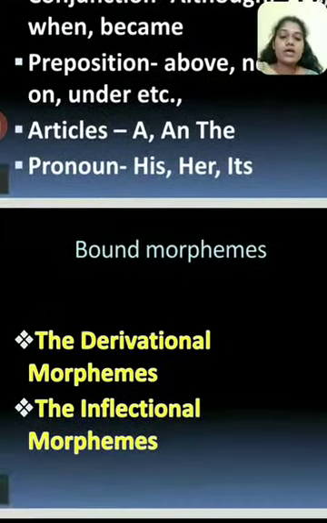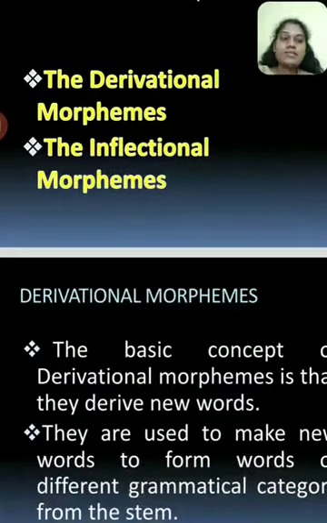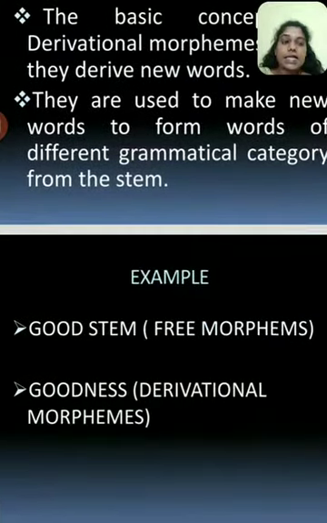Next one, we can classify these bound morphemes into two types. First one, the derivational morphemes. Second one, inflectional morphemes. Derivational morphemes are used to make new words or form words of a different grammatical category from the stem. Take for an example, good. This is a free morpheme. Goodness is called a derivational morpheme.